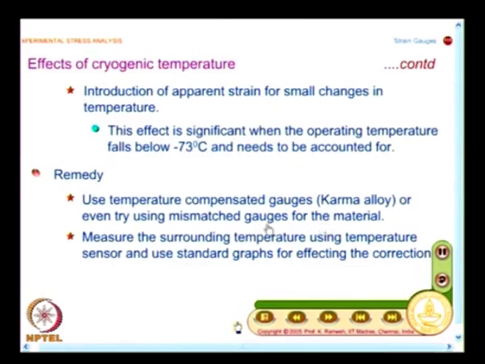So, I may have an STC gauge meant for a different material applied on this material, so that I account for the apparent strain because of low temperatures below minus 73 degrees centigrade. And as I mentioned earlier, measure the surrounding temperature using a temperature sensor and use standard graphs for effecting the correction. So, this is the general recommendation for temperature extremes as well as nuclear radiation.